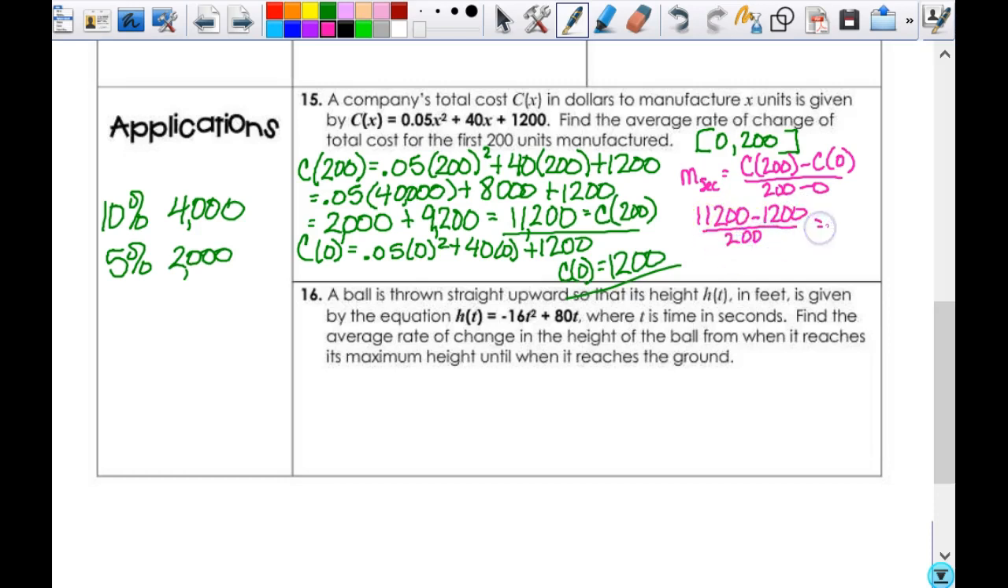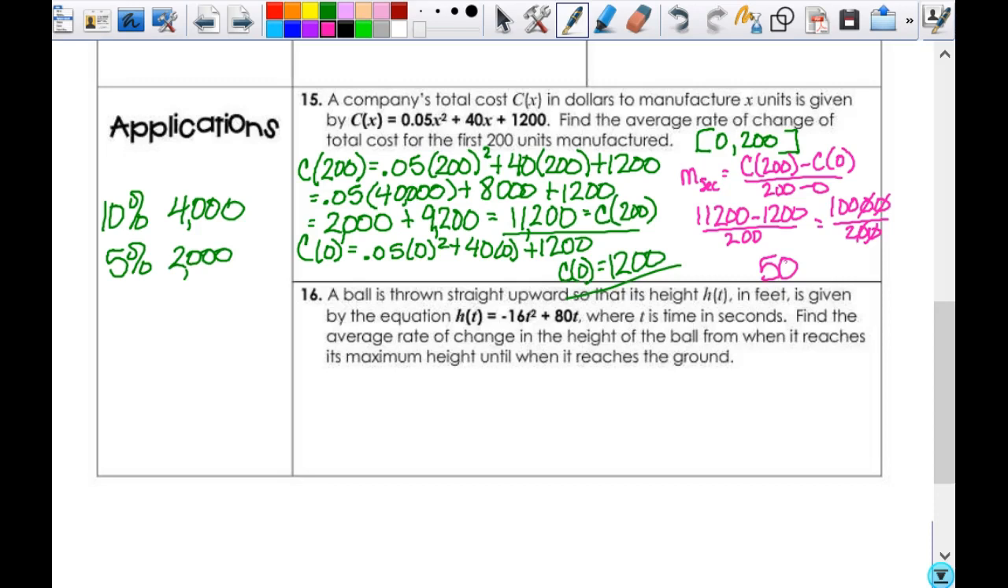What's 11,200 minus 1,200? 10,000 over 200. Dividing like this is great because you can just knock out those zeros, right? You get 100 divided by 2, which is 50. But I can't just leave it like 50 because this is an application problem. I have to say that's the slope of my secant line. I mean, it is, but they didn't say find the slope of the secant line.